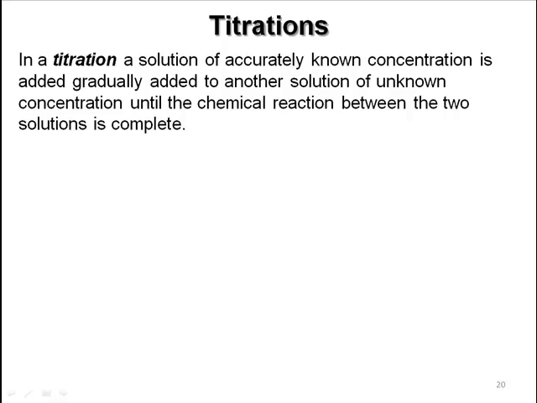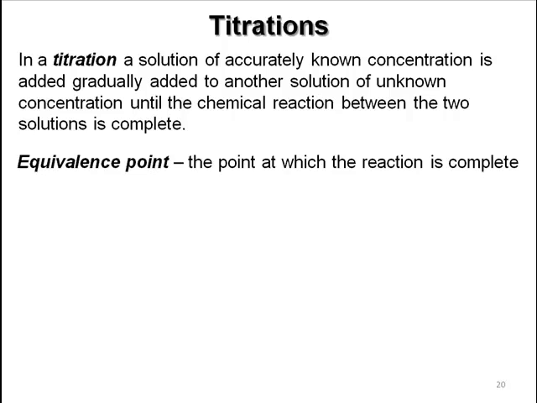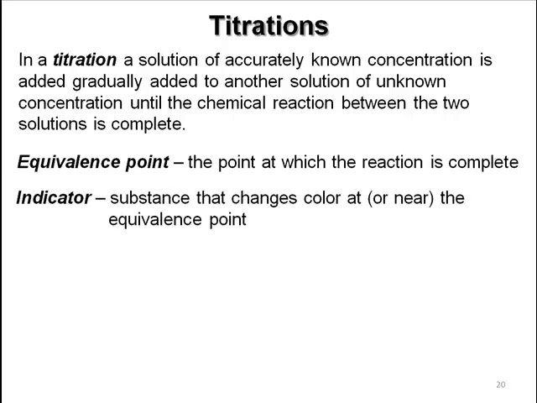When you use a titration, a solution of accurately known concentration is added gradually to another solution of unknown concentration until the chemical reaction between the two solutions is complete. When the reaction is complete, it's called the equivalence point. That is the point at which the reaction is complete. An indicator is a substance, like the cabbage juice, that changes color at or near the equivalence point. There are many, many different indicators that can be used, and you usually want an indicator that changes at the equivalence point for a good indication.